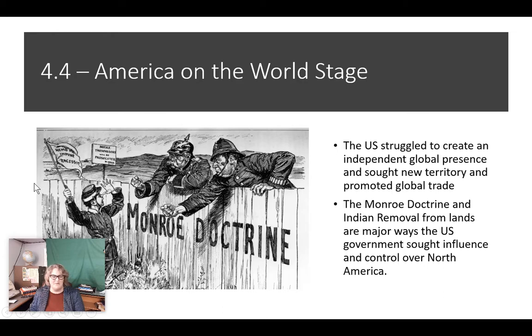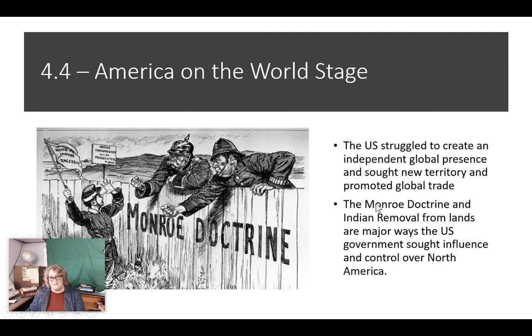This is not from the early 1800s. This cartoon is from the 1890s, 1910s. And what it is saying here basically is that the U.S. is going to be the policeman of North America. So this Monroe Doctrine becomes a foundational cornerstone of U.S. foreign policy. So much so that there are political cartoons about it into the 20th century.